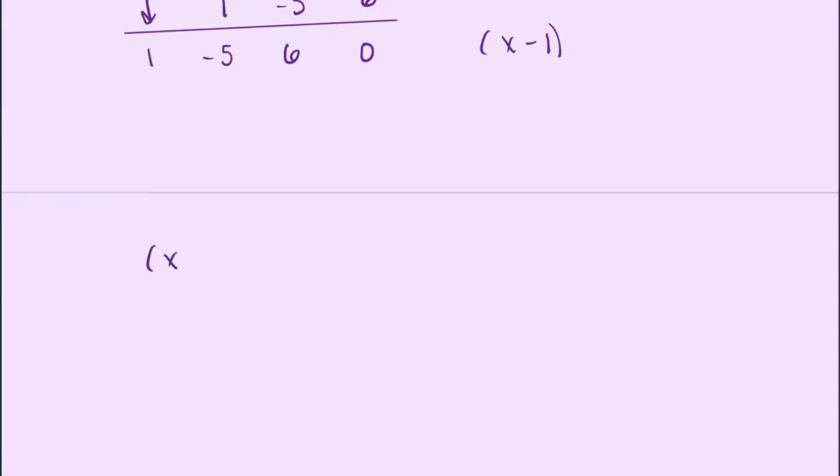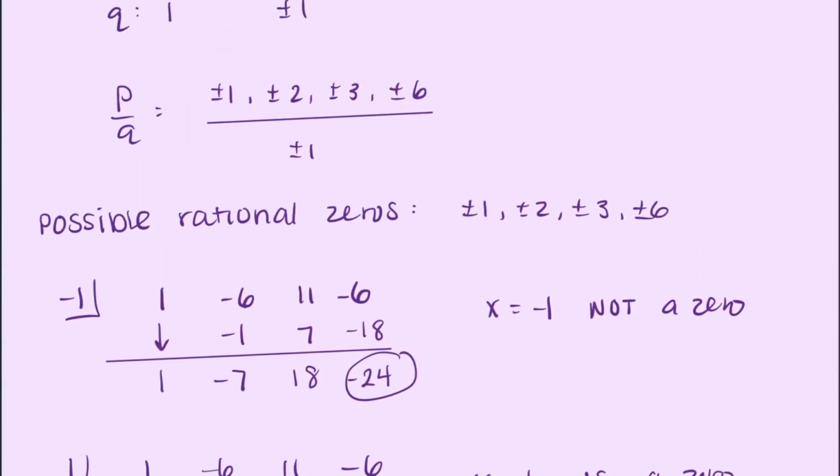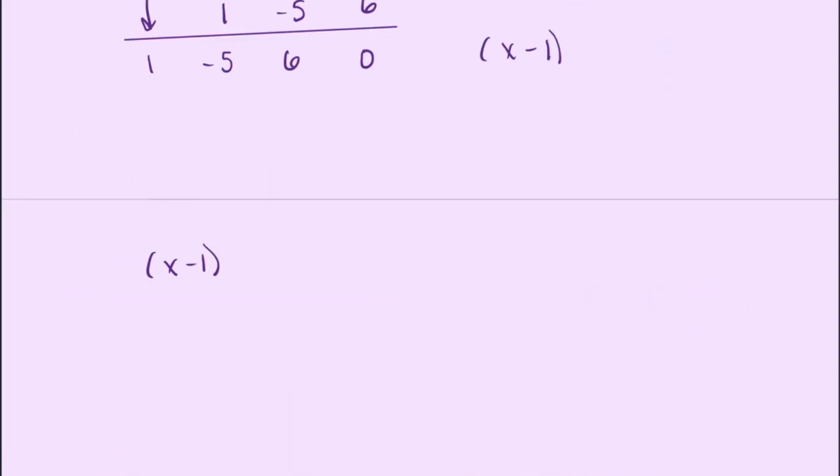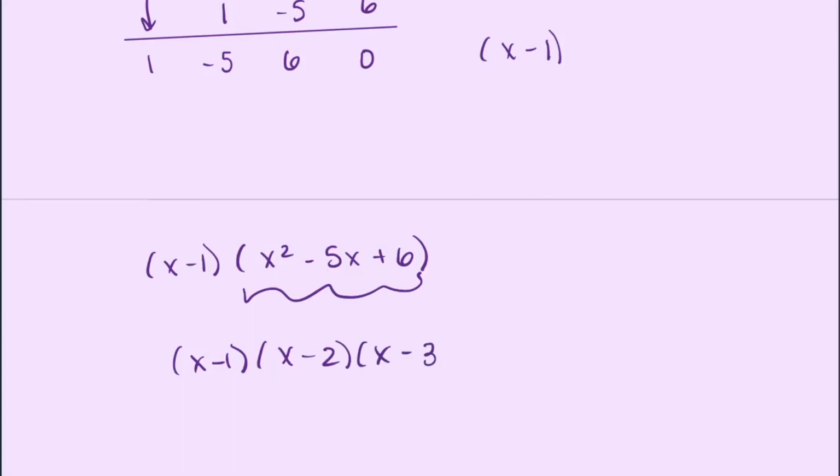So if we write our factor like that, that means we divided our initial f of x, our initial polynomial, by x minus 1. And what we're left with is the result of the synthetic division, x squared minus 5x plus 6. And then we can just factor this quadratic right there. x minus 1, factor that, we get x minus 2, x minus 3. So our zeros are 1, 2, and 3.